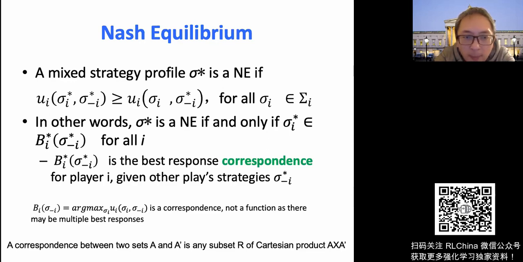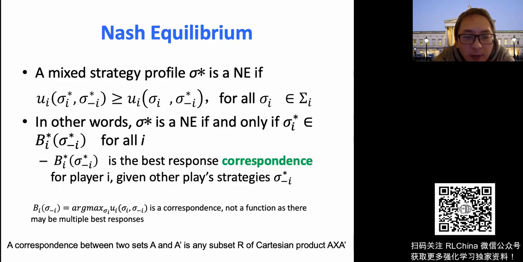So instead of doing this jointly, we can do it in a separate way. I have this sigma star I. If I were in the Nash equilibrium, it would always belong to the best response, which we denote as a mapping. This mapping is called a correspondence mapping.